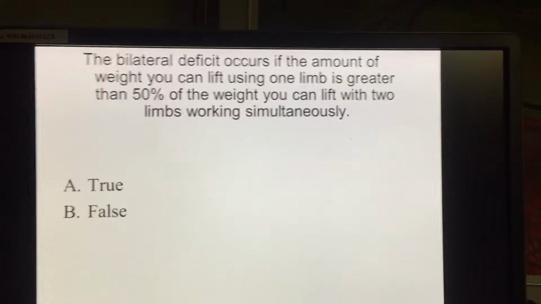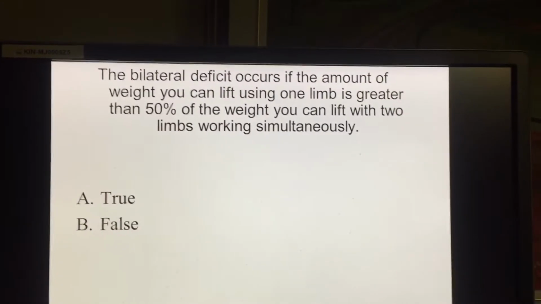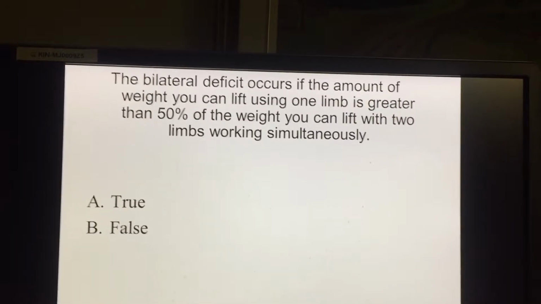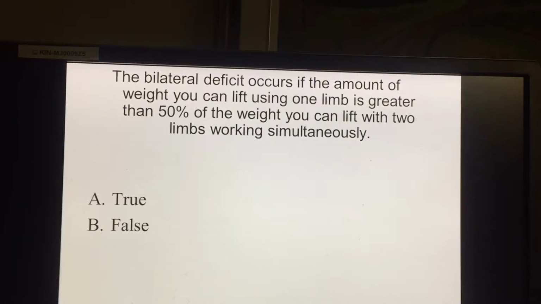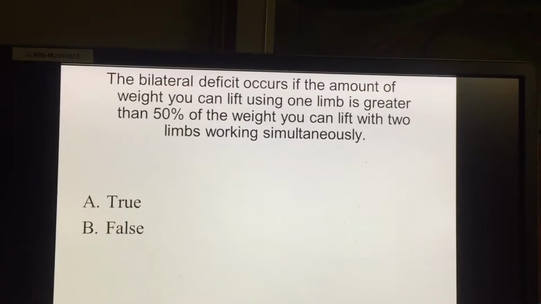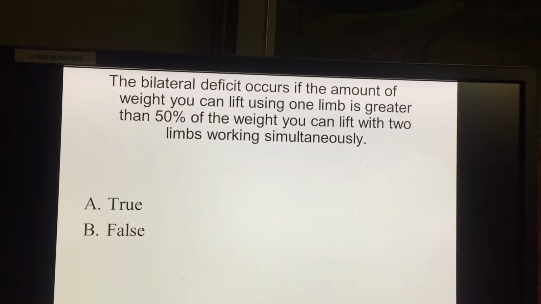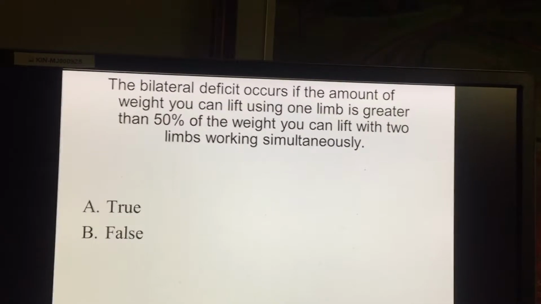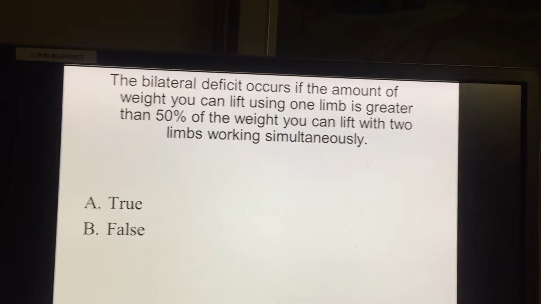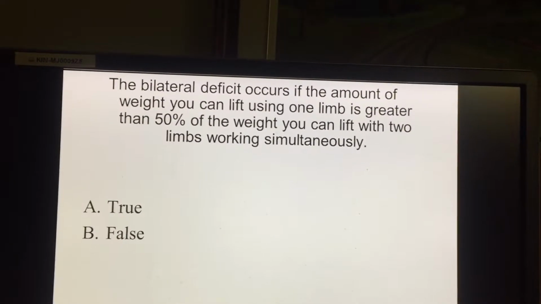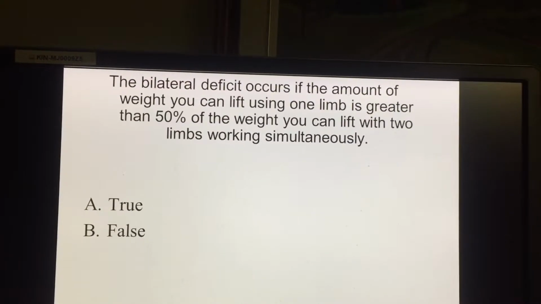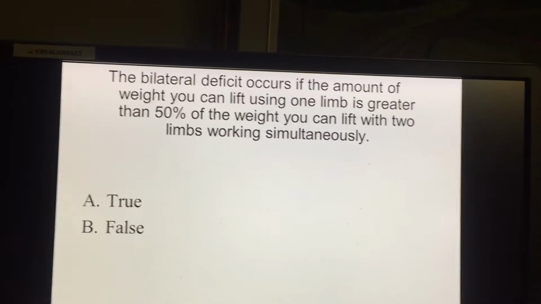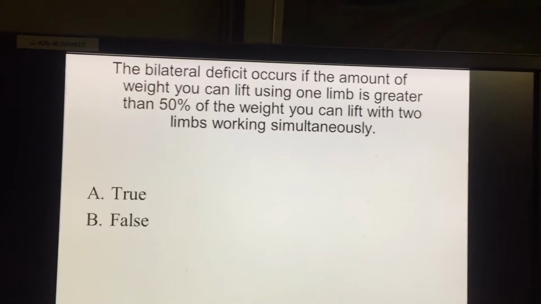So some multiple choice questions for you here. The bilateral deficit occurs if the amount of weight you can lift using one limb is greater than 50% of the weight you can lift with two limbs working simultaneously. This answer is true. So this would indicate that you're stronger if you lift a weight with one limb. That limb is stronger than if it's contracting with the other limb at the same time. And that's basically the bilateral deficit. For some reason, you have a deficit of strength when two limbs are contracting together compared to when the limbs are contracting one at a time.